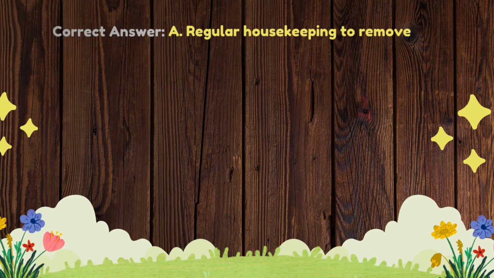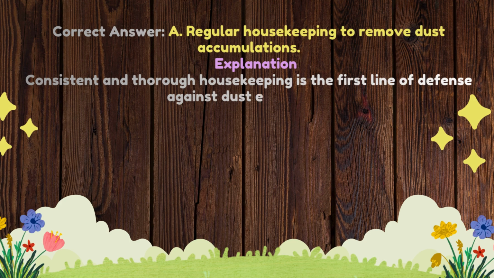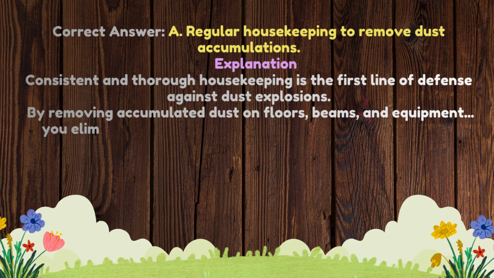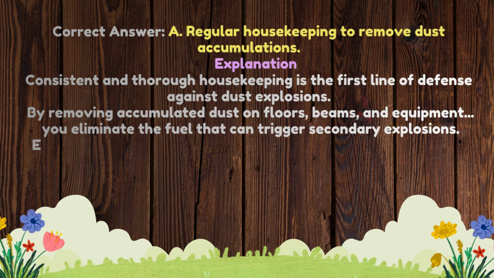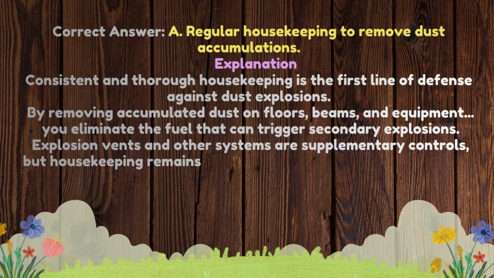Correct answer. A. Regular housekeeping to remove dust accumulations. Explanation. Consistent and thorough housekeeping is the first line of defense against dust explosions. By removing accumulated dust on floors, beams, and equipment, you eliminate the fuel that can trigger secondary explosions. Explosion vents and other systems are supplementary controls, but housekeeping remains the most effective prevention strategy.